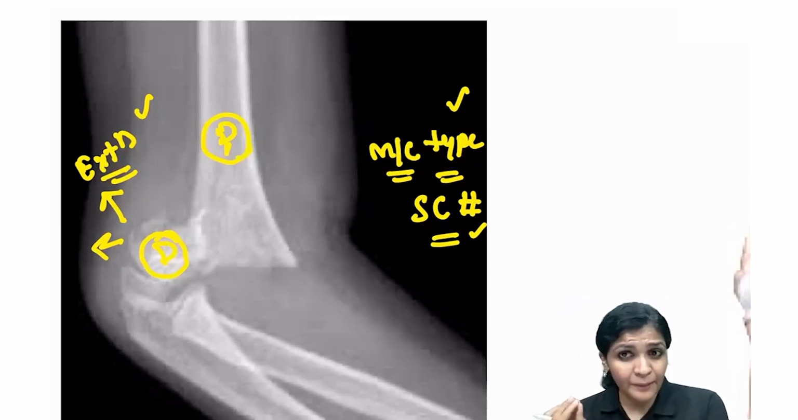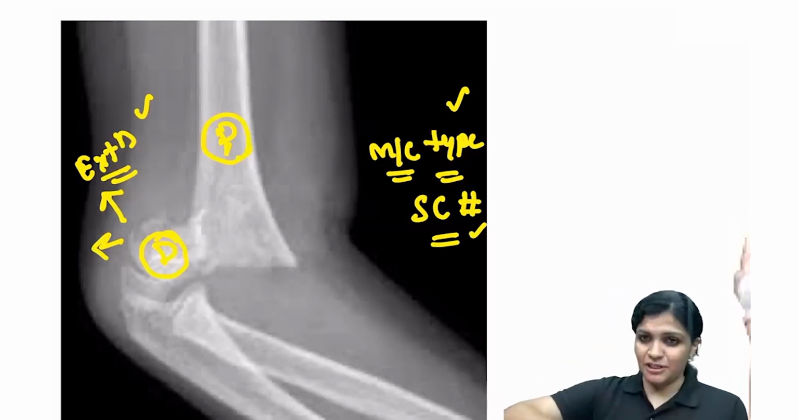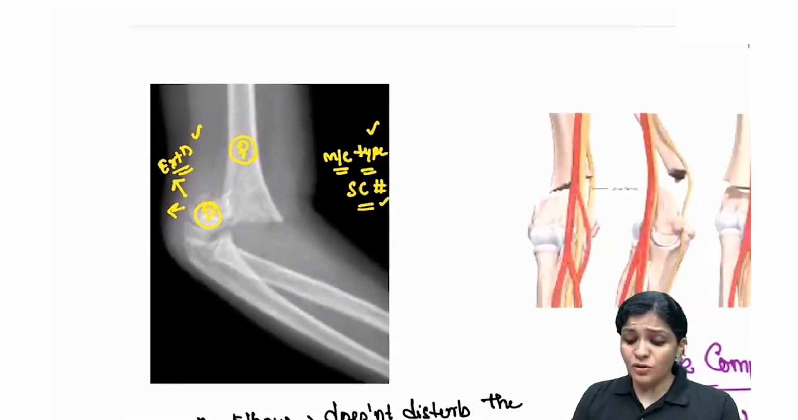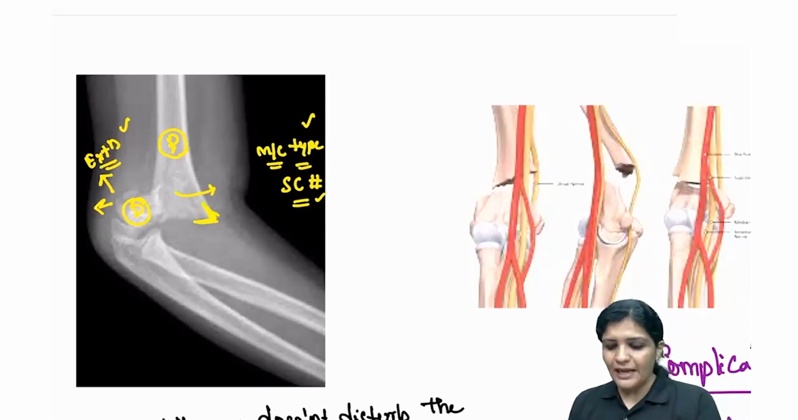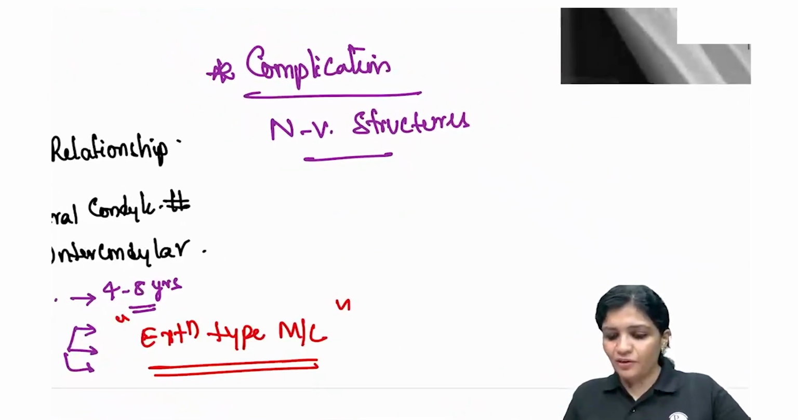What is the meaning of extension? You have to remember this: the distal fragment is going into extension, that is, going backward. So the distal fragment is going backward, and the proximal fragment is coming front. This has something called the spike here, the sharp fragment, and this might damage 2 important structures which are present in front of your elbow.